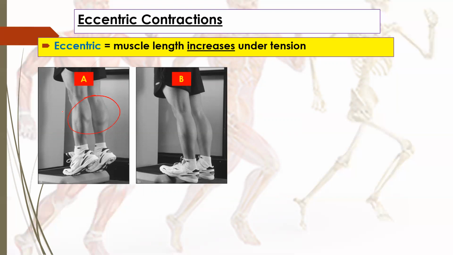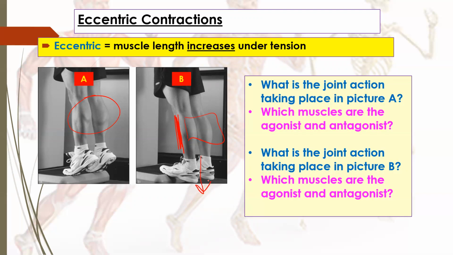The opposite of that is dorsiflexion. You can see the gastrocnemius isn't as obvious there, because it's the muscles that run down the front part of the shin, tibialis anterior. Normally, however, because it's controlled downward movement, if you look here, he's lowering himself down. This is crucial. Have a think in these examples. What's the joint action taking place in picture A? So we've just established the joint action there is plantar flexion.